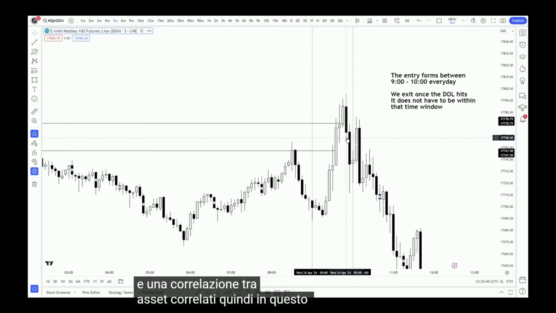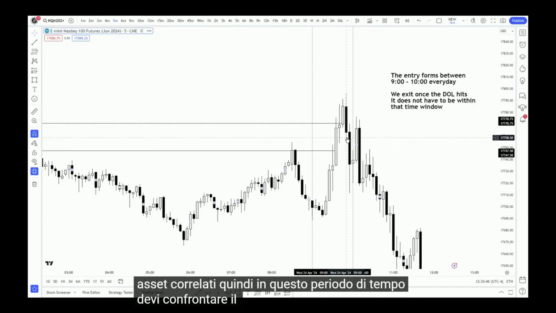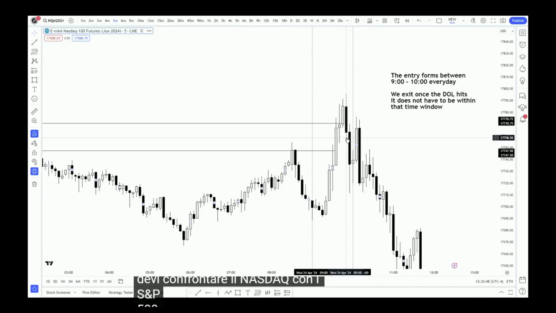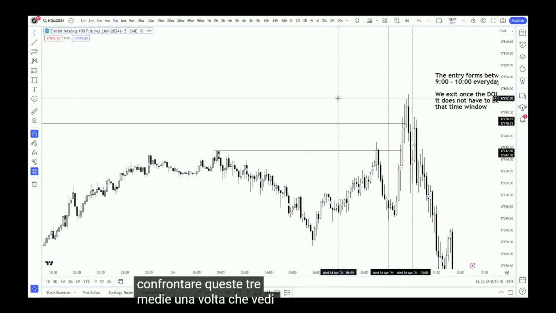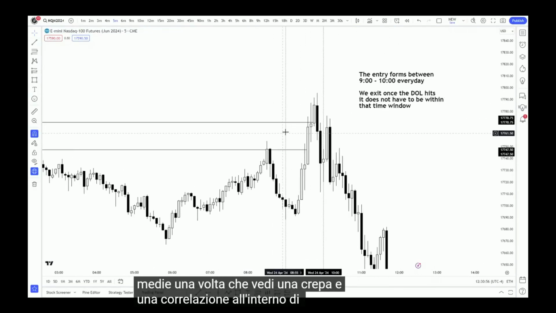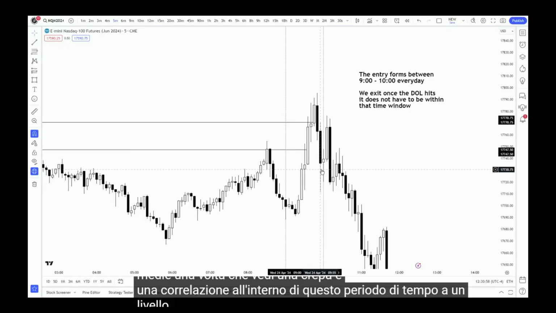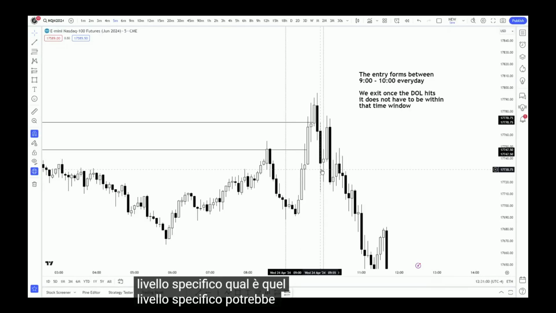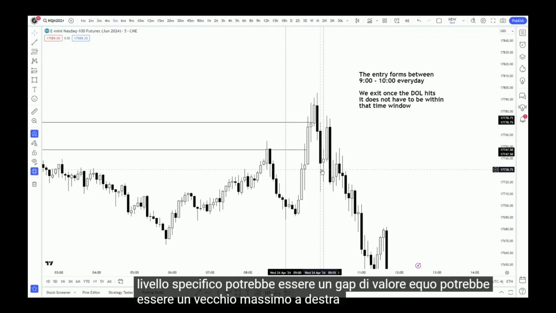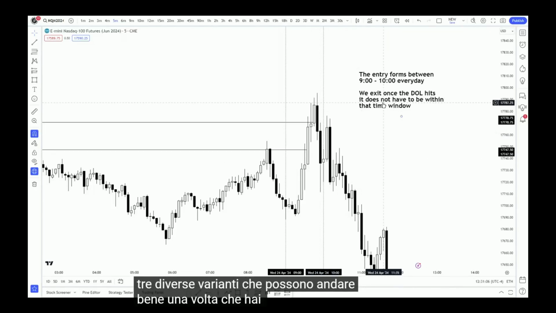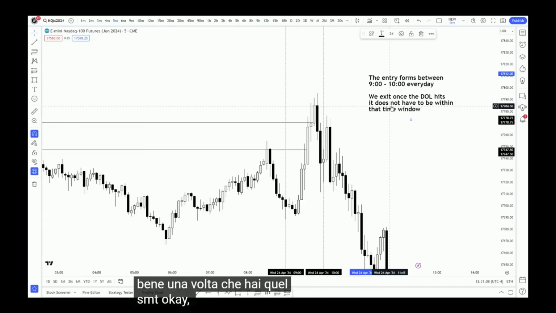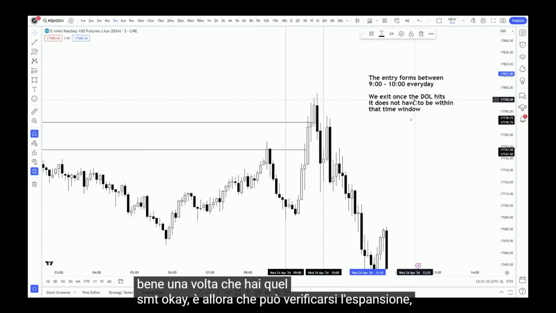So between this time period, you need to be comparing the NASDAQ to the S&P 500 and also to the Dow. So you need to compare those three averages. Once you see a cracking correlation within this time period at a specific level, what's that specific level? Could it be a fair value gap? Could it be an old high? Right? I showed you three different variations which it can be. Okay, once you have that SMT, that's when expansion can occur.